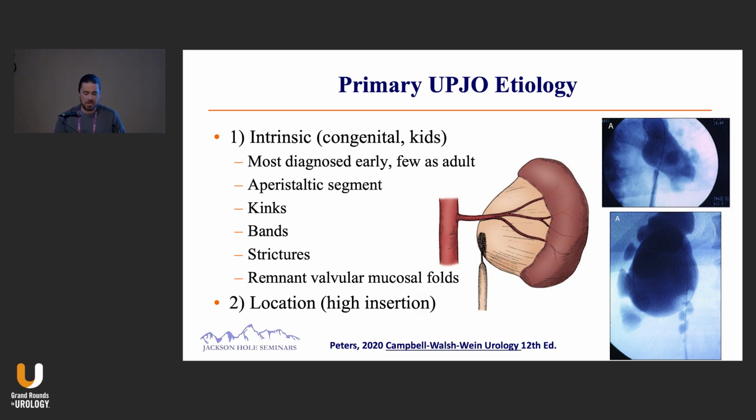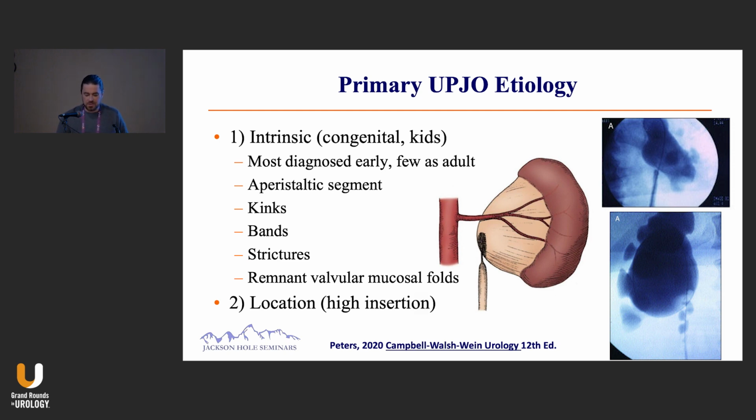By retrograde pyelography here, you can see a normal-appearing ureter and then just nothing. So that's a very tight stricture. In this case, there's some caliectasis, but the renal pelvis, as you can see, looks very small. So these are really challenging to reconstruct.